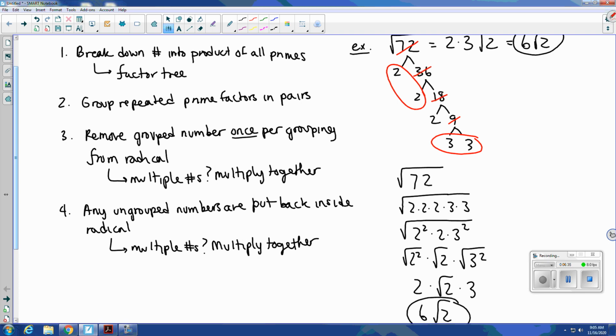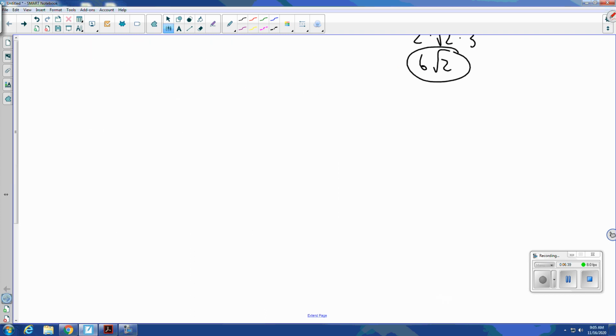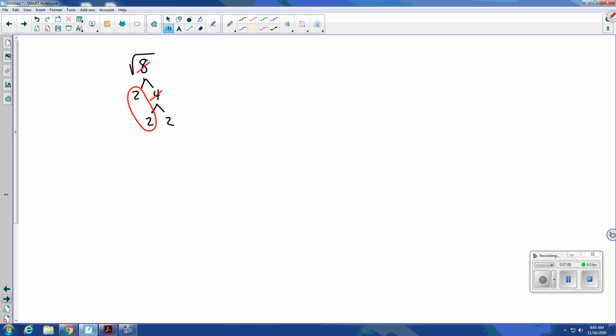Now let's put this method to the test on a couple other examples. So let's say I have the square root of 8. I'm trying to simplify this, and we're using this first option. I break it down into a prime factorization. I then pair up any repeated prime factors. And again, before you do that, if you want to cross out anything you've broken down to avoid considering it in the pairing process, you can do that.